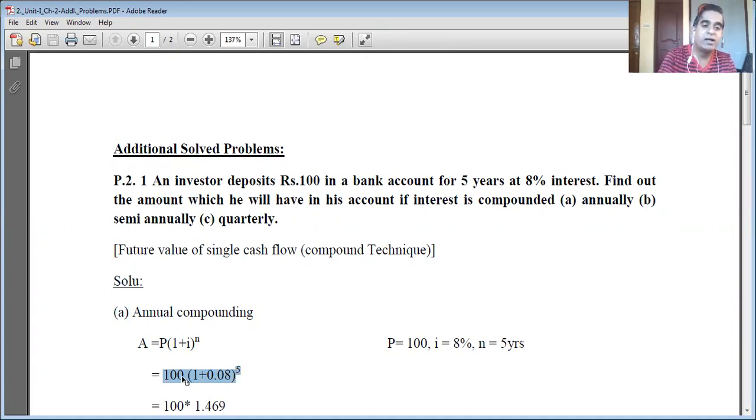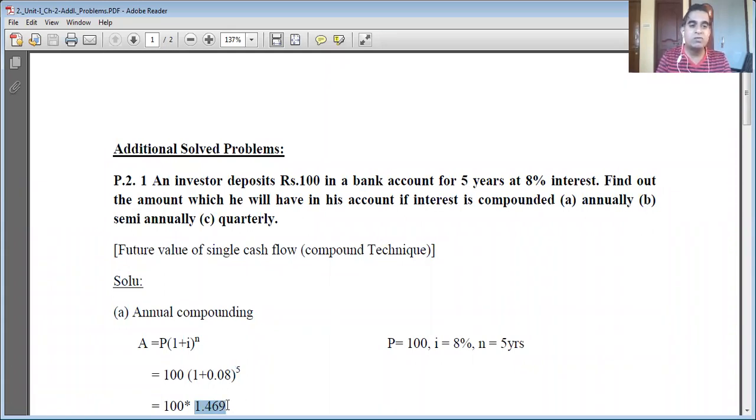So I'll write the given data: P, 100, into bracket 1 plus interest. I cannot write 8% here, so I write 0.08, 8 divided by 100 is equal to 0.08, bracket complete, raised to 5. Small n is the 5-year period. Now I told you no need to simplify this. It will take longer time and chances of errors will increase. So we need to find out this value from time value tables.